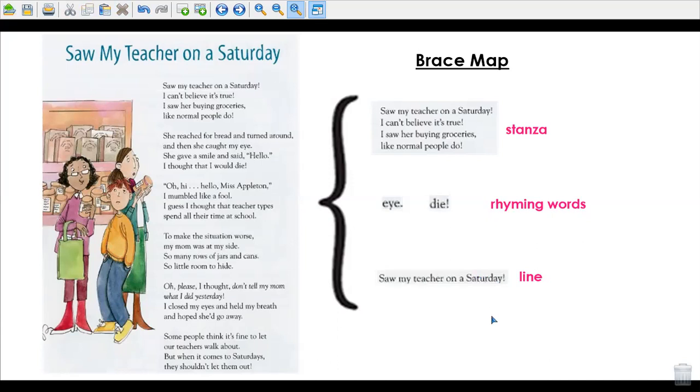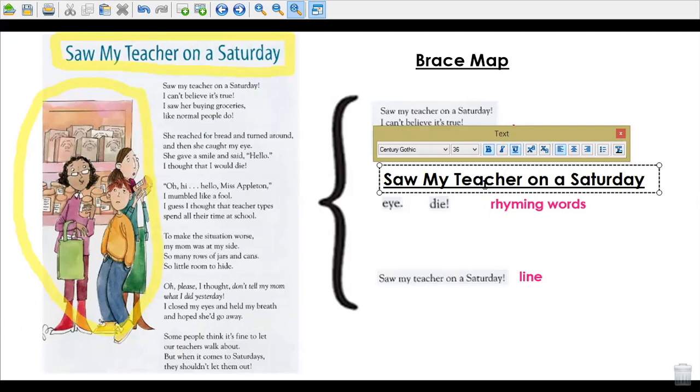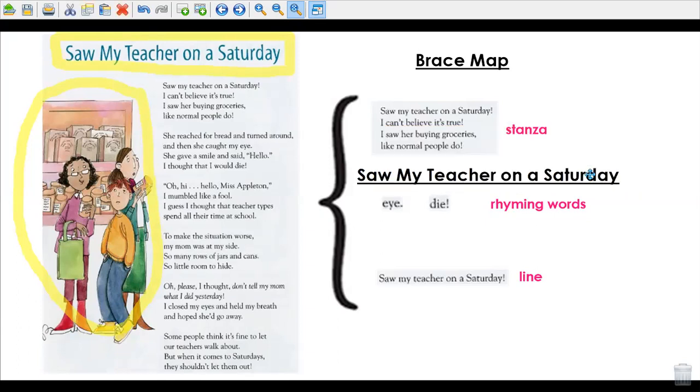Now, I've broken my poem apart into 3 parts. There's lots of other parts. You also could break it apart like this. I could have the illustration. That also is a part of this poem, and I could bring that over here. What's another thing that's super important that I did not bring over, but I can? Who could tell me? If you said title, then you are absolutely correct. Good job, guys. Yeah, so I could bring over saw my teacher on a Saturday because poems have to have titles also.